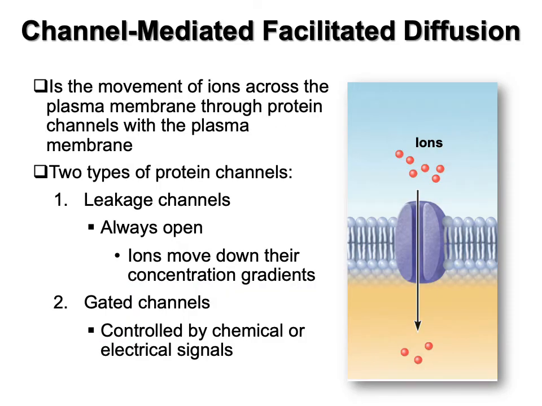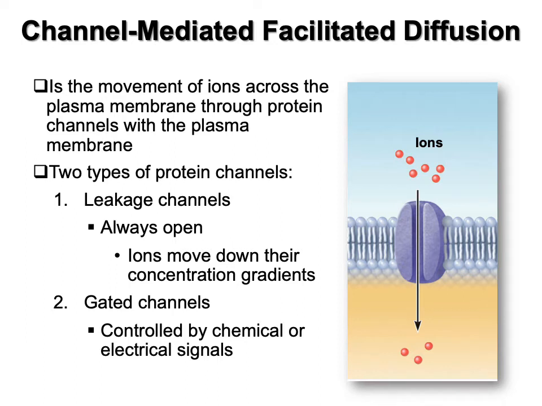Channel-mediated diffusion is the most pertinent type of transport we will cover in this course, as this is the type of transport mechanism and transport protein used in the stimulation of a neuron and a muscle cell. Channel-mediated facilitated diffusion involves the movement of ions across the plasma membrane through a protein channel into a cell. There are two types of protein channels.